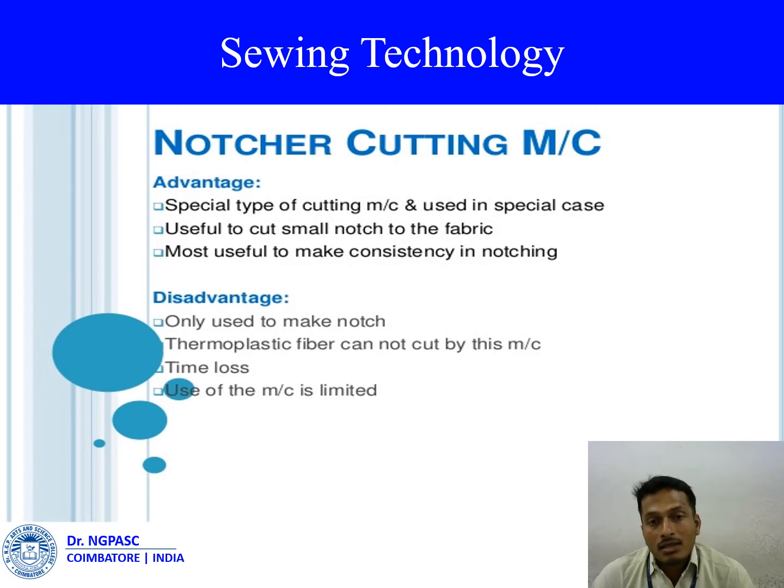Then advantages of notches: a special type of cutting machine used in special cases, useful to cut small notches in the fabric, most useful to make consistency in the notching. Disadvantages: it is only used to make notches. Thermoplastic fiber cannot be cut by this machine. Time is lost and the use of the machine is limited.